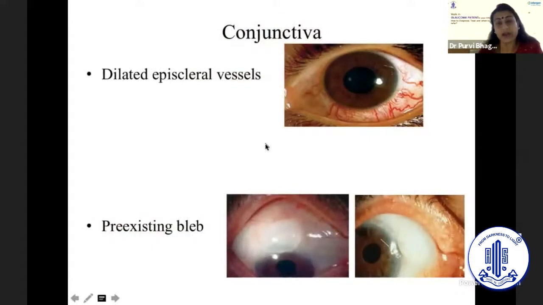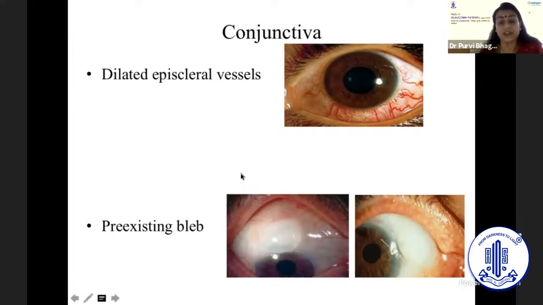Coming to the conjunctiva, dilated episcleral vessels, which could be there in thyroid eye disease or in a carotid cavernous fistula, again suggest increased episcleral venous pressure, and these can also be a cause of glaucoma. Pre-existing blebs need to be evaluated to see how much is the probable filtration, what is their thickness, what is their extent, what is their vascularity.